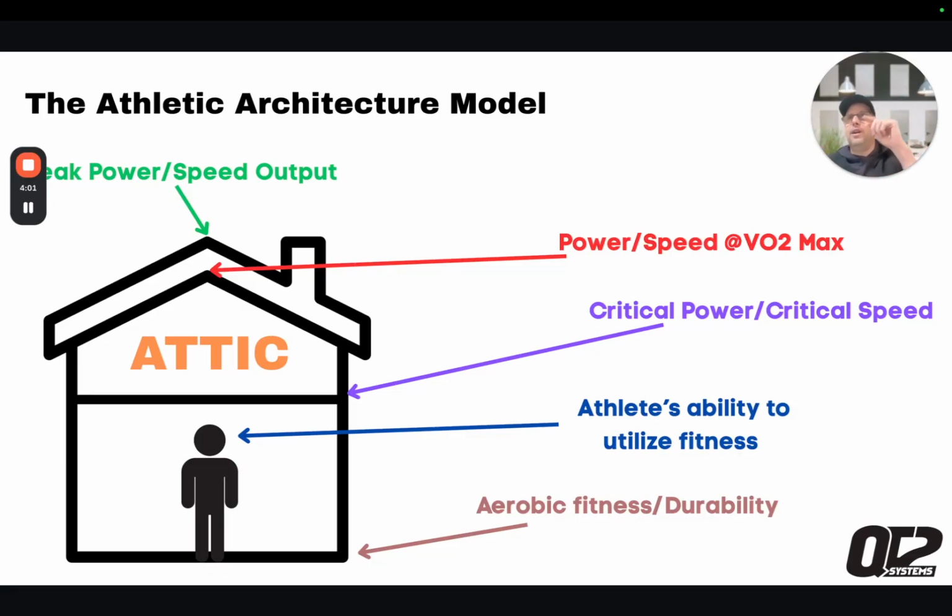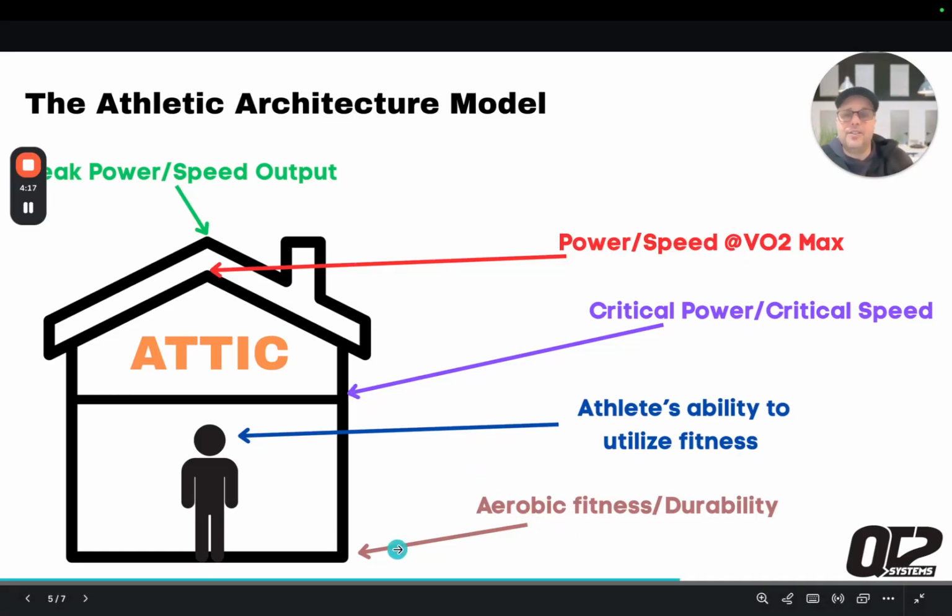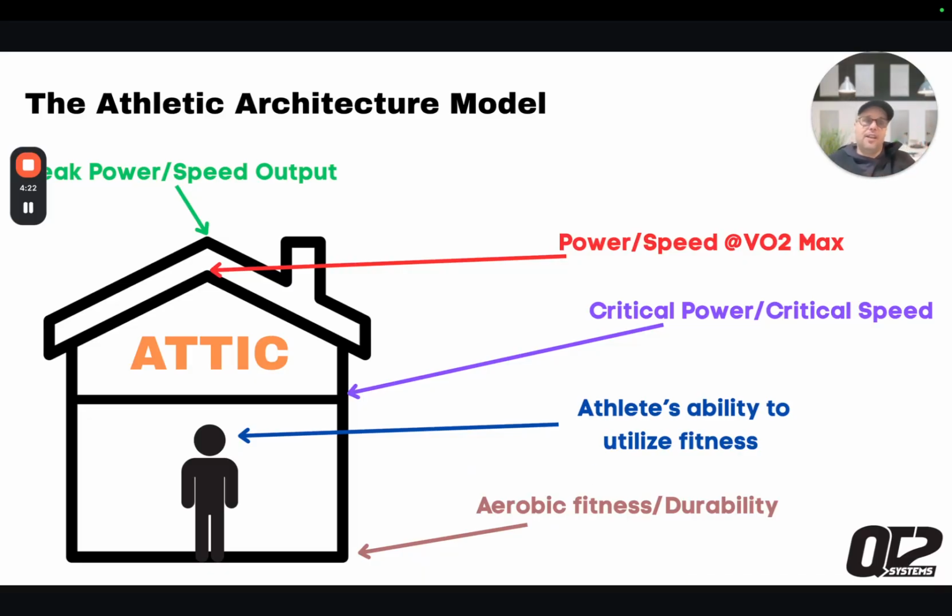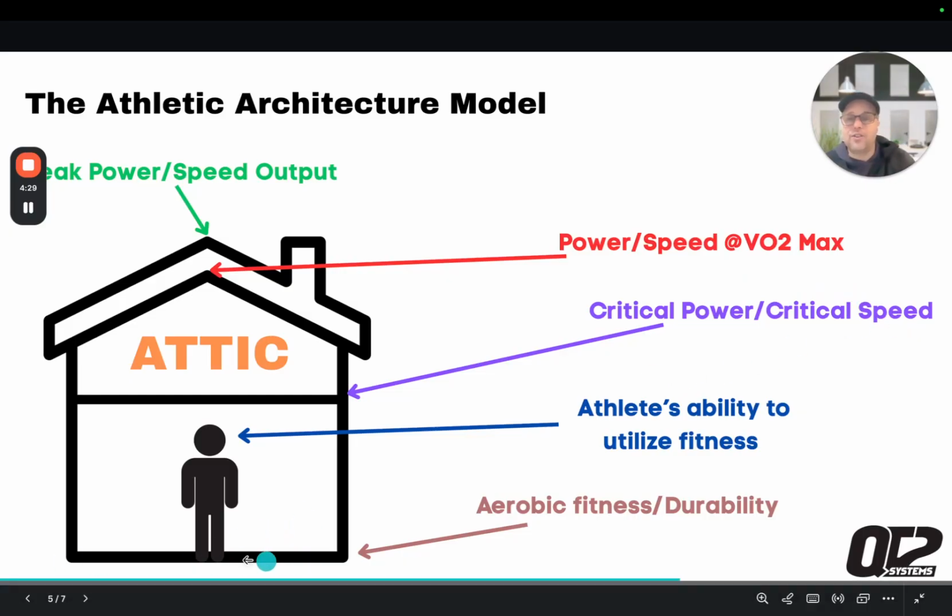Now, when we are focused on endurance training, the most important metric we have to describe our speed potential is defined by our critical power or critical speed. That's the ceiling of our house. The second most important consideration that we have is the athlete's durability, so the athlete's ability to utilize their speed potential over duration. Really, how large is the foundation of the house? Those two things work together to help to define how the athlete will perform at race-specific intensities.